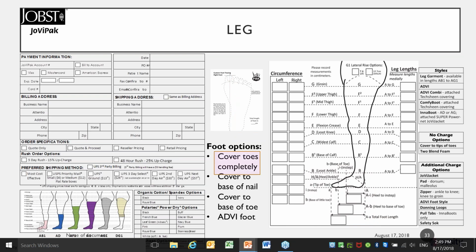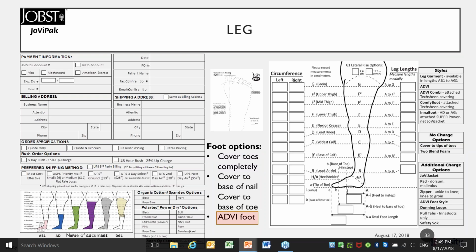We offer a no-charge option to cover the toes completely. So if you want that garment to go all the way to the end of the toes, we certainly can do that. And you will see that under the no-charge options on the right side.